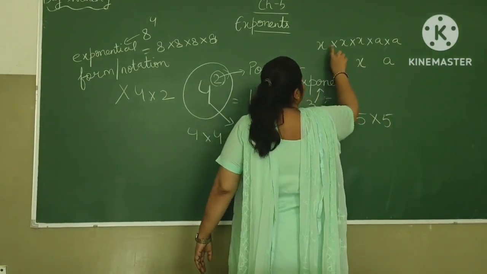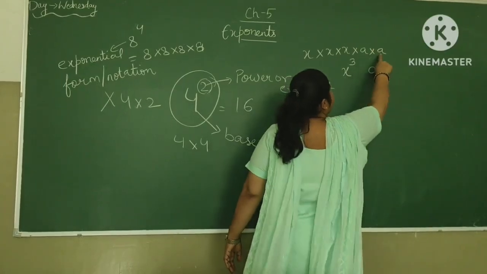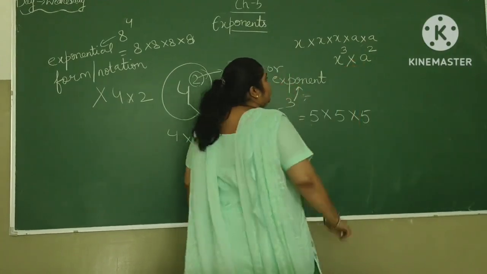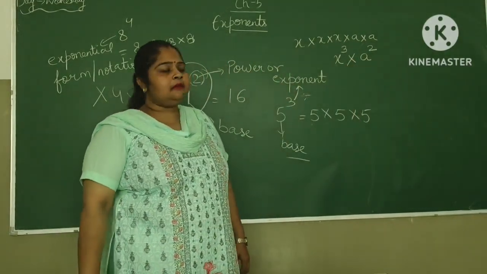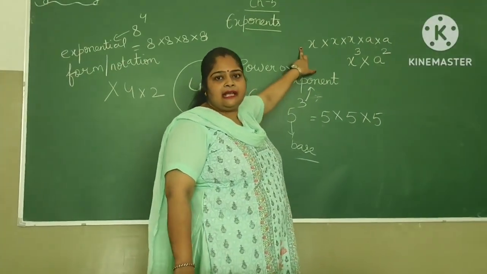x is how many times? 1, 2 and 3. So the power will be 3. And a is how many times? The power will be 2. And these both terms are getting multiplied. So you will put a multiplication, and this is the exponential notation of this expression.